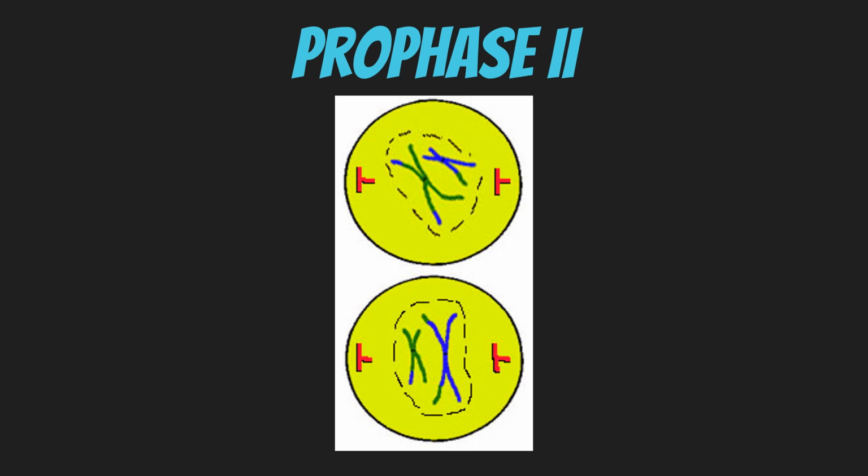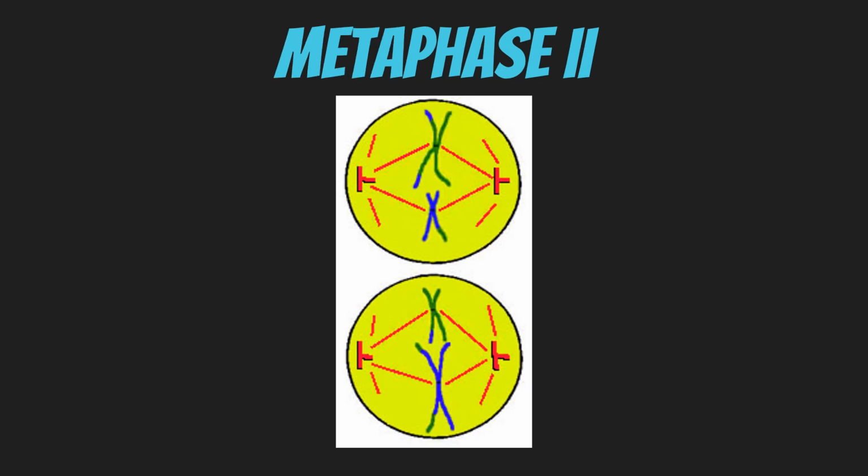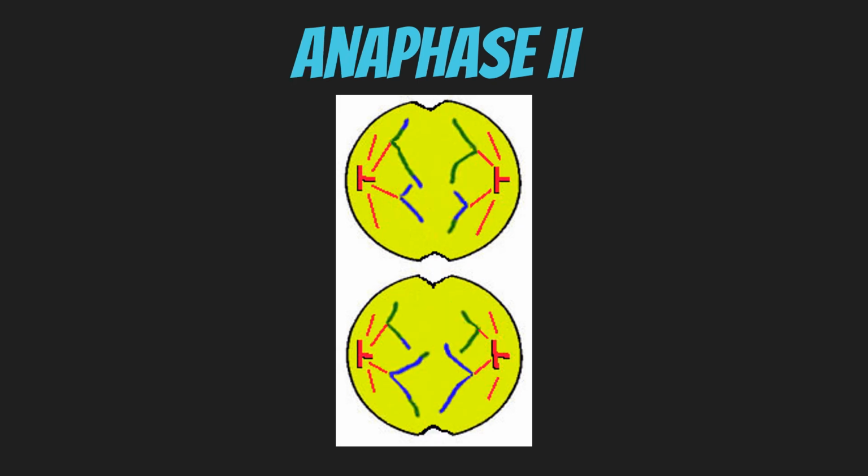Meiosis 2 starts with prophase 2. In this phase, chromosomes made of two sister chromatids are in the nuclei, which are dissolving. New spindle fibers start to form from the centrioles. In metaphase 2, each chromosome lines up at the equator of each cell. The spindle fibers attach to the centromeres of the chromosomes.